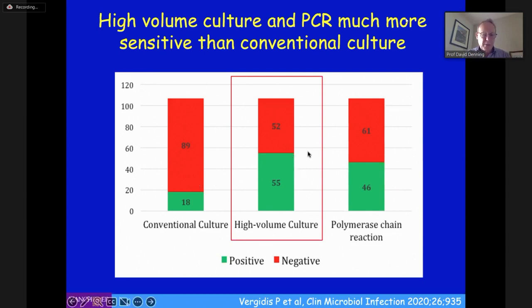This is both ABPA and CPA, both of those combined. If you do a high volume culture, so you plate the whole sample, or at least a mil of sample, and you don't pre-process it with Sputasol or dithiothreitol, you get a higher yield. It's around a 50% yield. And you can get also a higher yield with PCR. And if you combine PCR and high volume culture, you get up to about 75%. It might have been higher if these patients had all been untreated, but in fact, some of them were on antifungal therapy when the samples were taken.